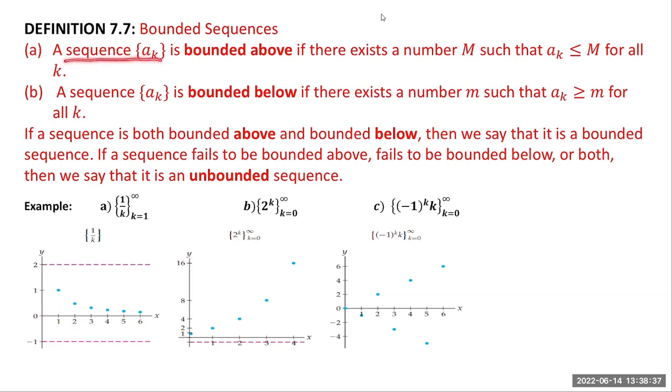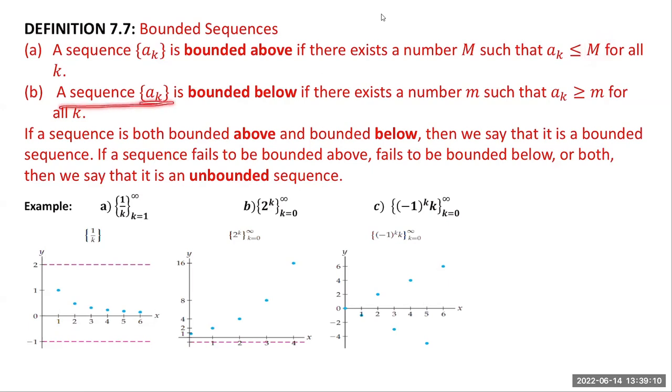A sequence AK is bounded above if there exists a number uppercase M such that AK is less than or equal to that number for all K. That means we have a number uppercase M such that all the terms of the sequence are less than or equal to that number M. If that is the case, we say that the sequence is bounded above. In that case, this M is called an upper bound.